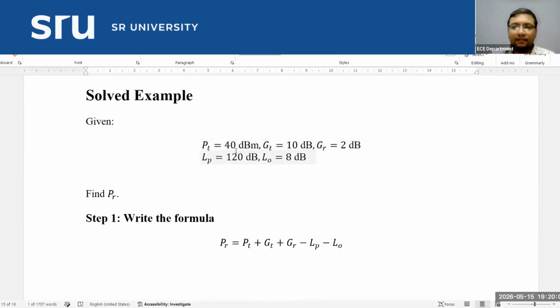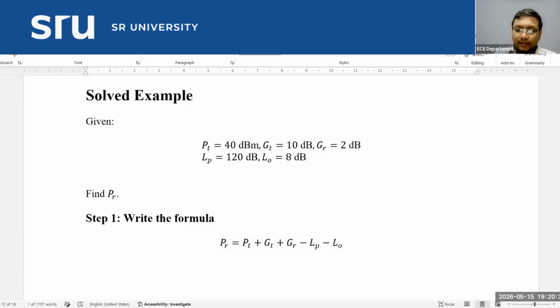All these values are given in dB and dBm. If the values are given in dB and dBm, only then can we use this equation, where the received power is a simple addition and subtraction of the different power components, because the units are given in the logarithmic scale.